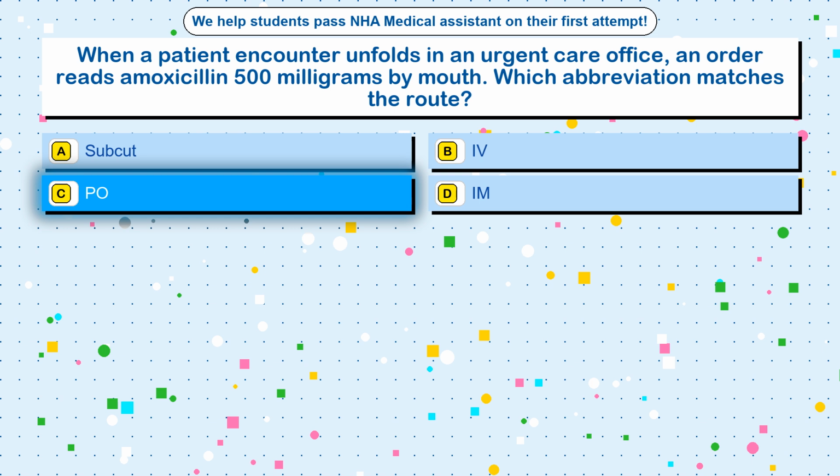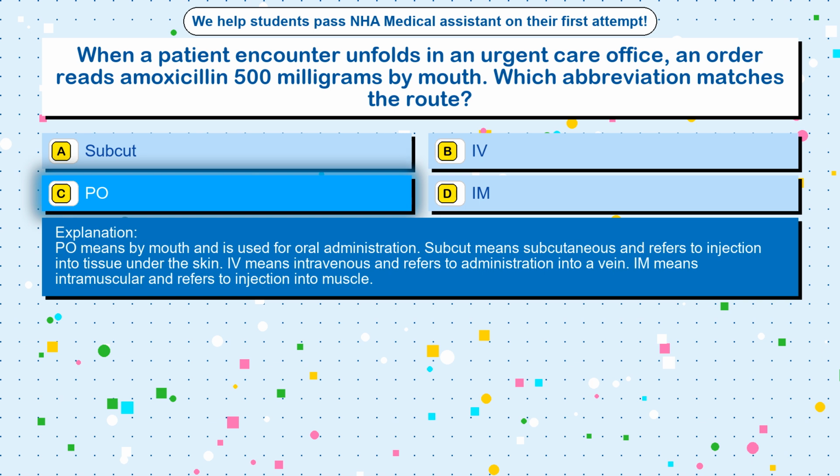PO. PO means by mouth and is used for oral administration. Subcut means subcutaneous and refers to injection into tissue under the skin. IV means intravenous and refers to administration into a vein. IM means intramuscular and refers to injection into muscle.